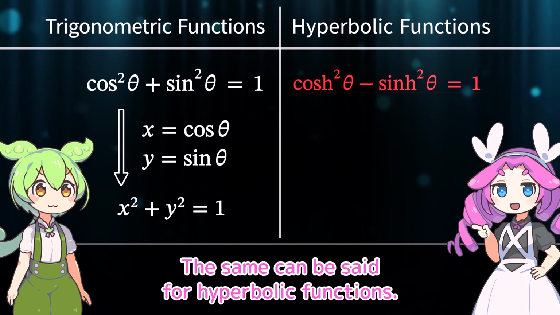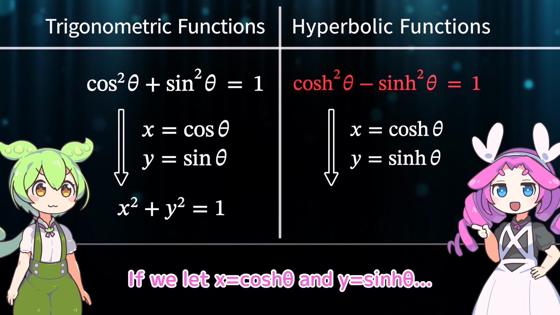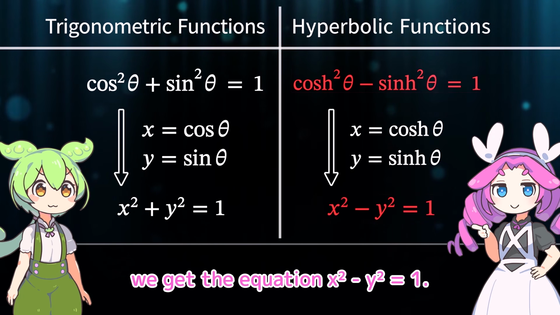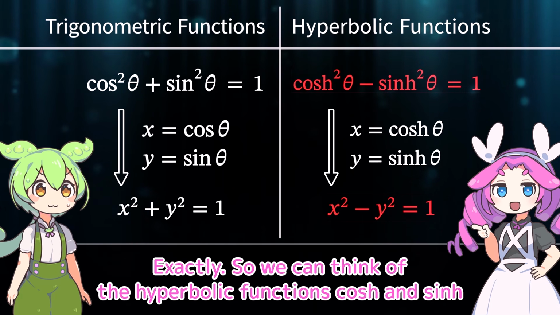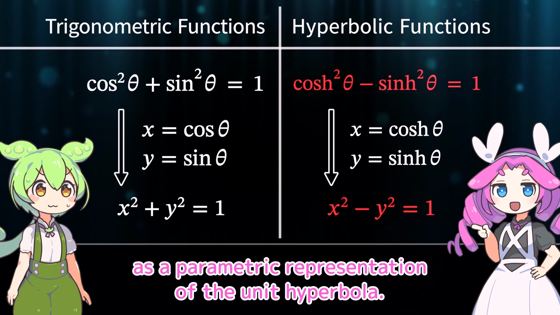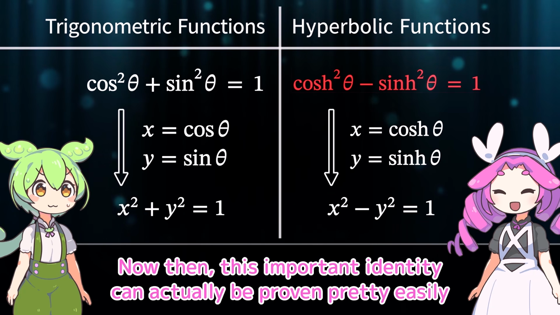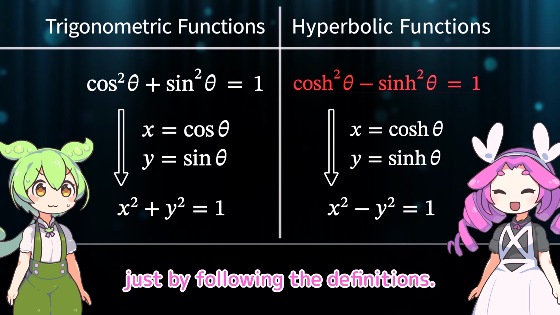The same can be said for hyperbolic functions. If we let x equals hyperbolic cosine of theta and y equals hyperbolic sine of theta, we get the equation x squared minus y squared equals 1. This is the equation of the unit hyperbola. Exactly. So we can think of the hyperbolic functions hyperbolic cosine and hyperbolic sine as a parametric representation of the unit hyperbola. Now then, this important identity can actually be proven pretty easily just by following the definitions.